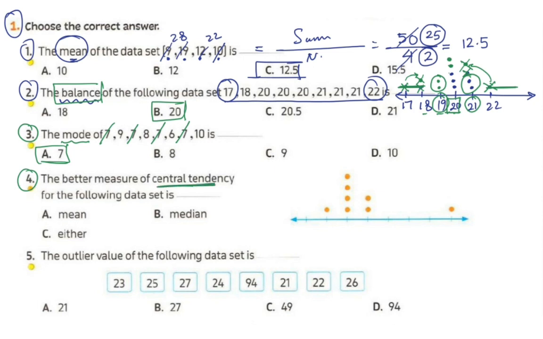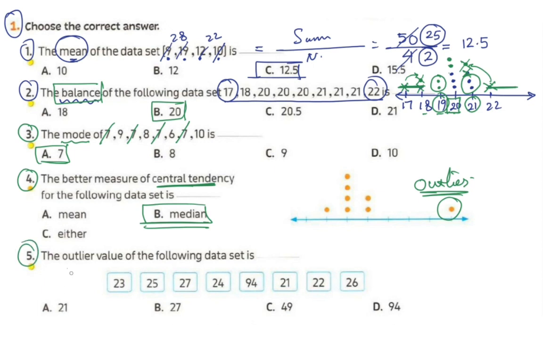Number 4: the better measure of central tendency. I have mean and median, and the mode for the following data. So I have this dot plot. Of course, when your dot plot has some outliers, use what? Use mean or median? Of course, when you have an outlier, use the median to describe the central tendency.